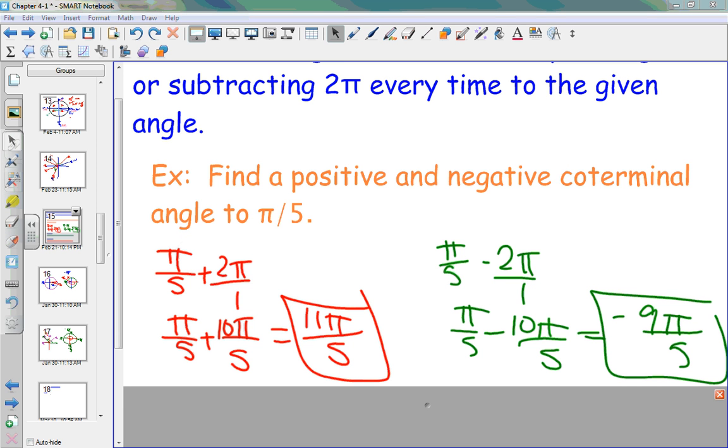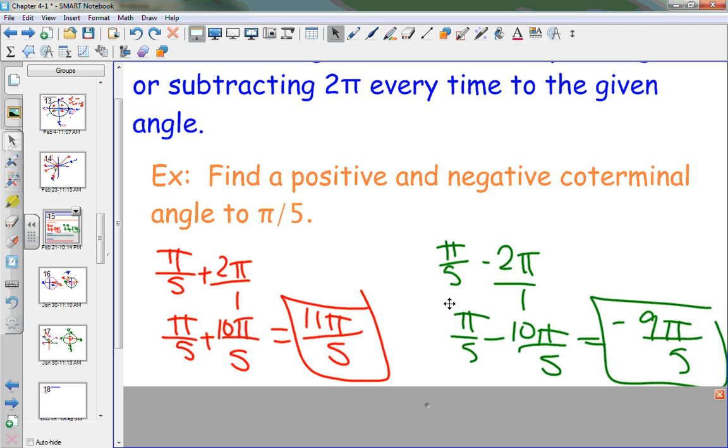Okay, now, here's my positive coterminal angle. Here's my negative coterminal angle. How do you get 9? Well, what's 1 minus 10? Oh, okay. It's okay, we all hate fractions.